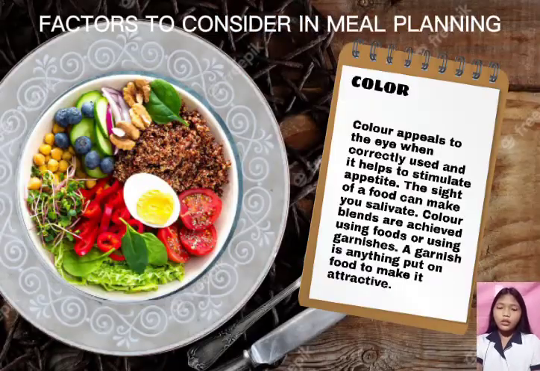Next is color. Color appeals to the eye when correctly used and it helps to stimulate appetite. The sight of a food can make you salivate. Color blends are achieved using food or using garnishes. A garnish is anything put on food to make it attractive.